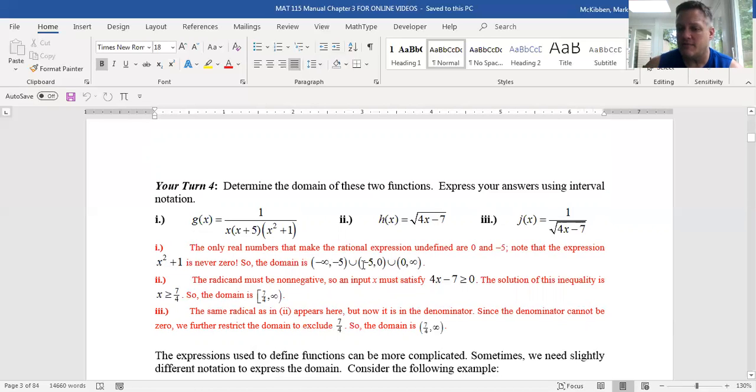And so the intervals that I get, if you think of a number line, you'd have a number line with 2 holes, one at -5, one at 0. And so the intervals in between are all part of the domain.